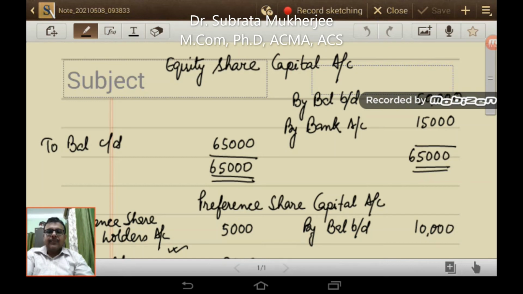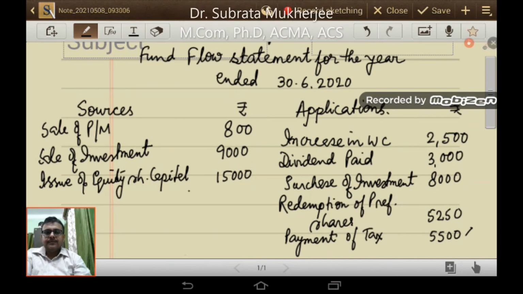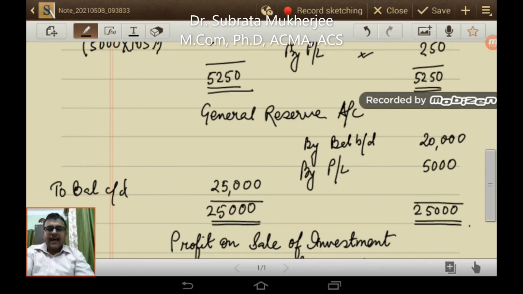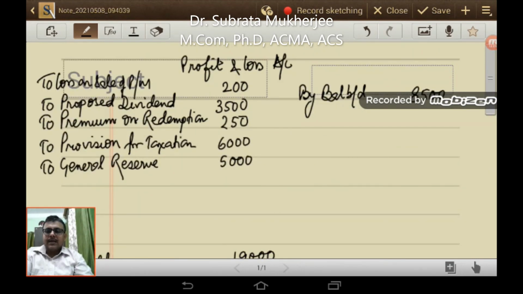The first item is the equity share capital. The balancing figure represents the issue of share capital for rupees 15,000. So this amount of rupees 15,000 I have to place on the source side of the fund flow statement. The next ledger that I will close is the general reserve. The balancing figure represents 5,000 that has been transferred from profit and loss account. So the journal entry is profit and loss account debit to general reserve rupees 5,000. In profit and loss account I have written to general reserve rupees 5,000.